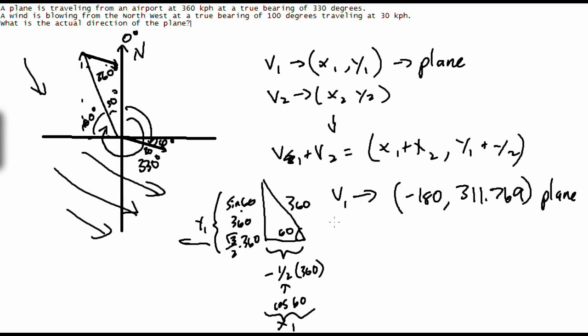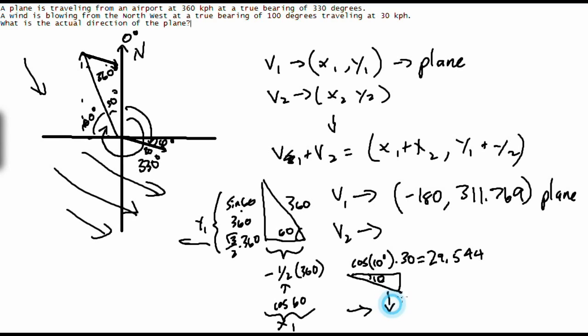And now we can find the vector of the wind. And the vector of the wind, we do the same thing. So we have a sort of triangle like this. This is 10 degrees. So we do the same thing. The x value is just cosine 10 degrees multiplied by 30 kilometers per hour, which is approximately equal to, let me check my notes, 29.544. And that's positive because of course x is traveling in this direction, but y will be negative because the wind is going in this direction, which is in a negative direction in relation to y.